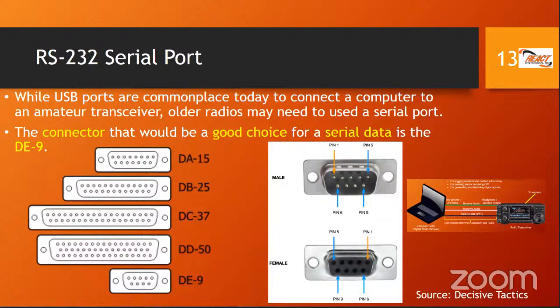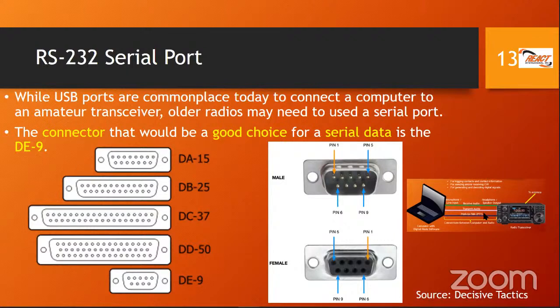Okay, we did say that when we are doing digital modes, we have to connect a computer to our transceiver, and we have several signals that go between them. We have the audio signals, and we have what we call CAT control between the radio and the computer. So you have different signals.